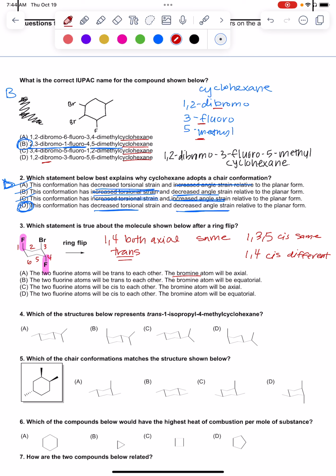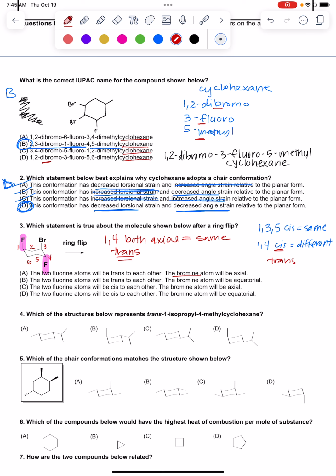You can write this out when you get your test if you want to. I would write down something like 1, 3, 5 cis equals same, 1, 4 cis equals different. And then I can go back and go, okay, well, if 135 cis is the same, 135 trans has to be different, and 134 trans has to be the same. So since we have 1,4 and they're both axial, they're the same. They can't be cis, they have to be trans.